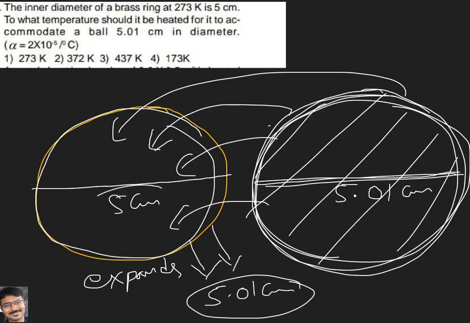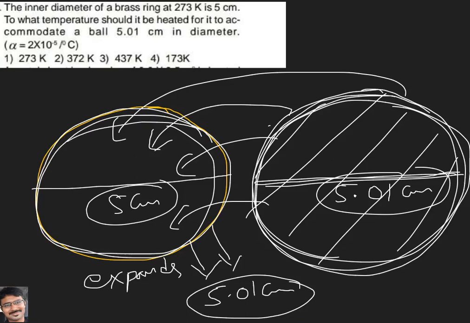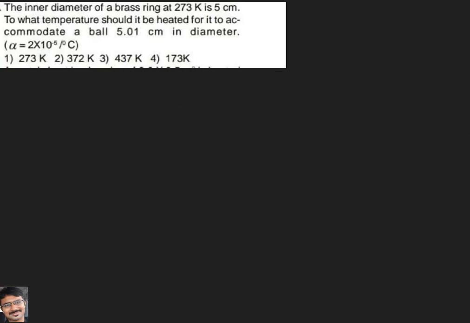Because the ring diameter is less than the ball diameter, for the ball to be fitted in the ring, the ring must expand. To what level does it have to expand? It has to be equal to the size of the ball. That means the diameter of the ring must increase to equal the diameter of the ball. So I hope you are clear what the question is. Now let us write the data here.